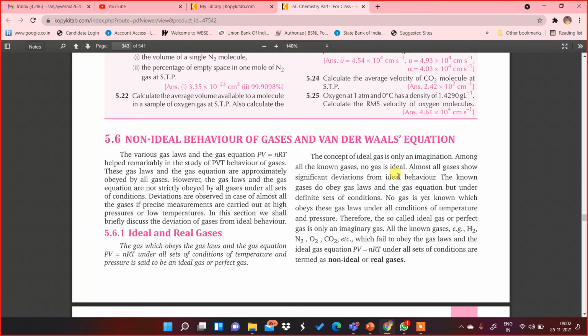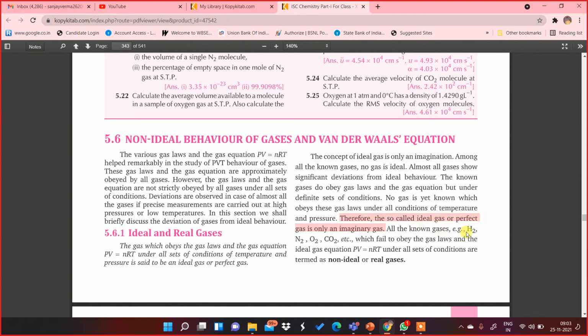Remember that. Almost all gases show significant deviation from ideal behavior. The known gases do obey gas laws and the gas equation, but under a definite set of conditions. No gas is yet known which obeys these gas laws under all conditions of temperature and pressure. Therefore, the so-called ideal gas or perfect gas is only an imaginary gas. A very, very important point. The so-called ideal gas or a perfect gas is an imagination only. You can just imagine, it is an imaginary gas.